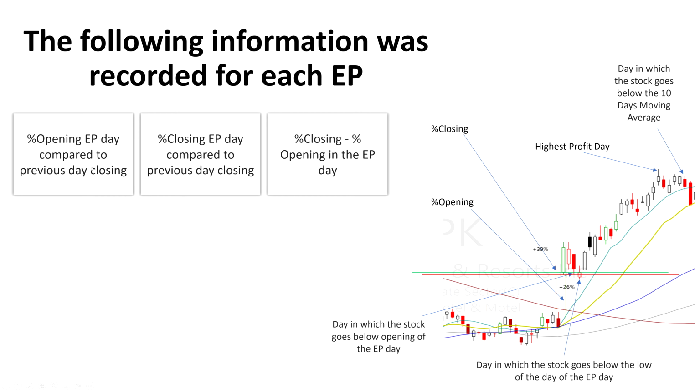Percentage opening EP day compared to previous day close. So this is what I try to track, is how the stock moves compared to the previous day closing. So it's actually this green line move, so to say, from previous day closing till the opening of the EP day. The next point was percent closing EP day compared to previous day closing. So it's actually this move up made by this orange line. So from previous closing till the EP day closing, it's plus 39%.